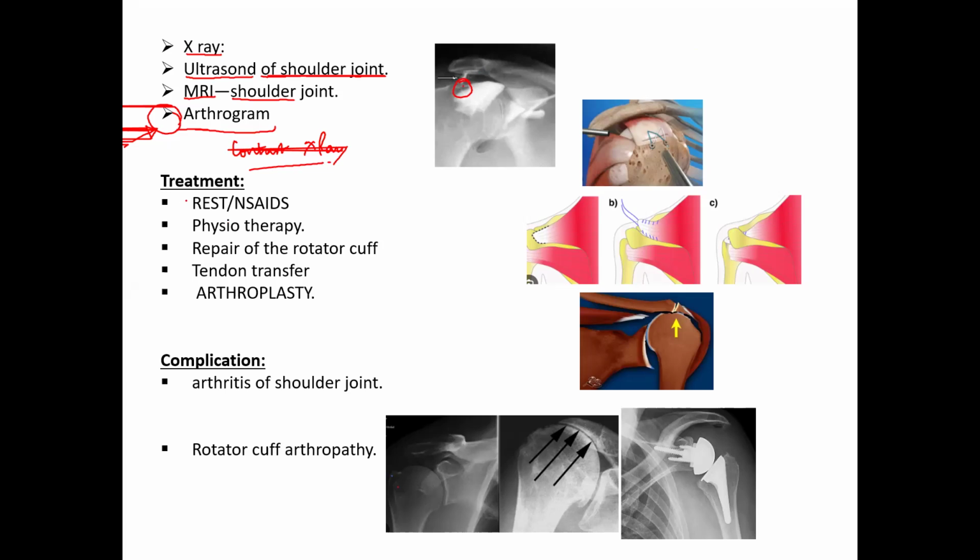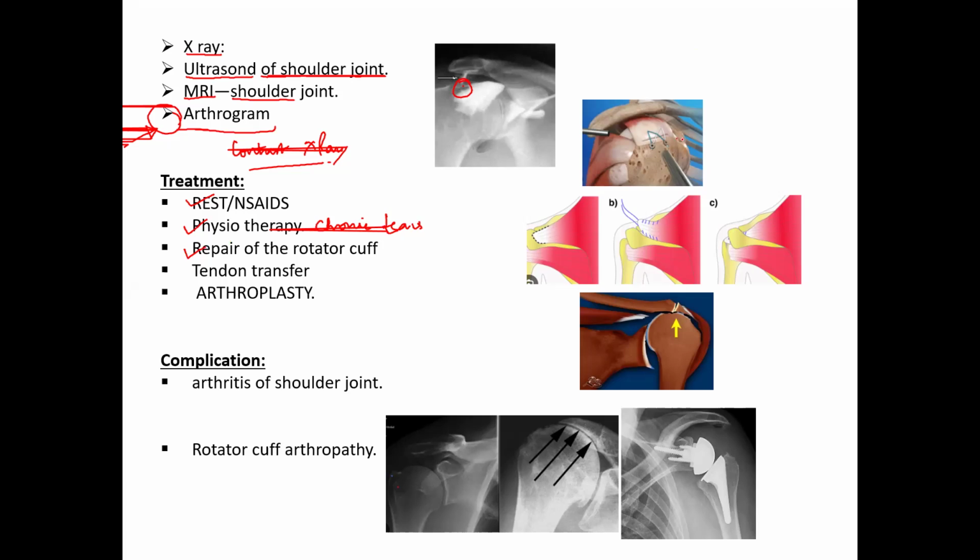Okay, once we have diagnosed, what is the treatment? First we need to give rest and NSAIDs to decrease the pain. Physiotherapy also can be done. Initially, it will be very helpful in cases of chronic tear following degenerative pathology. So deltoid strengthening exercises and all we can do. Or if the patient is having an acute tear, we can go for repair.